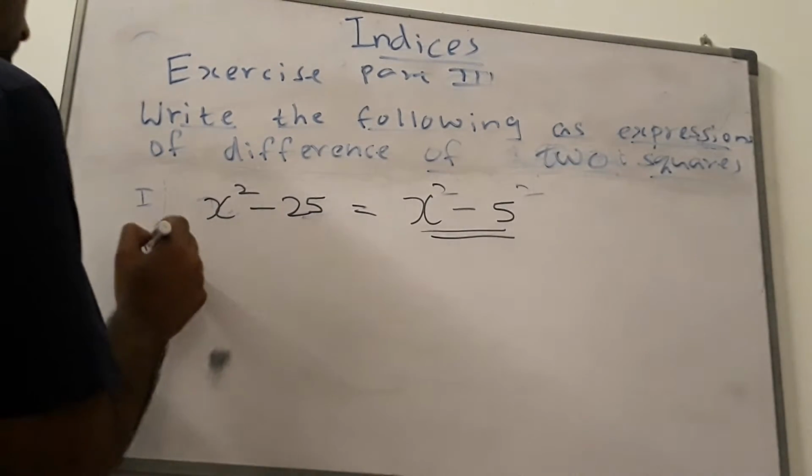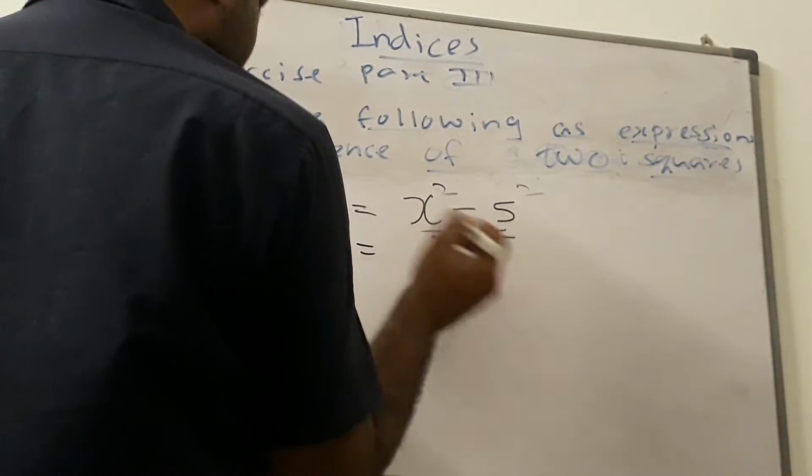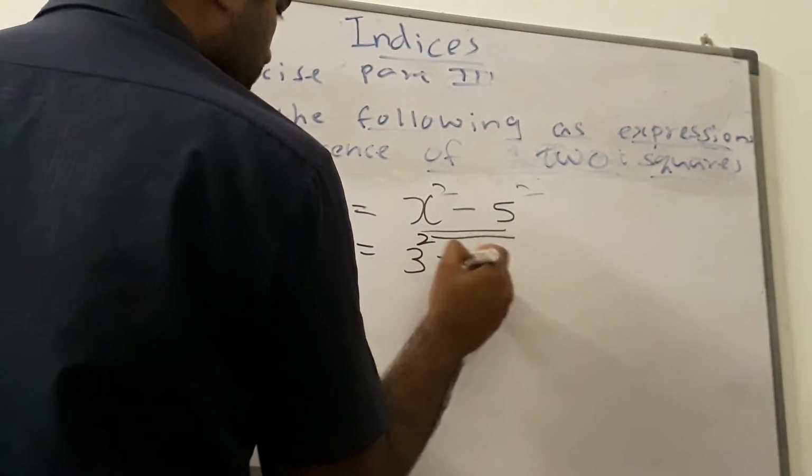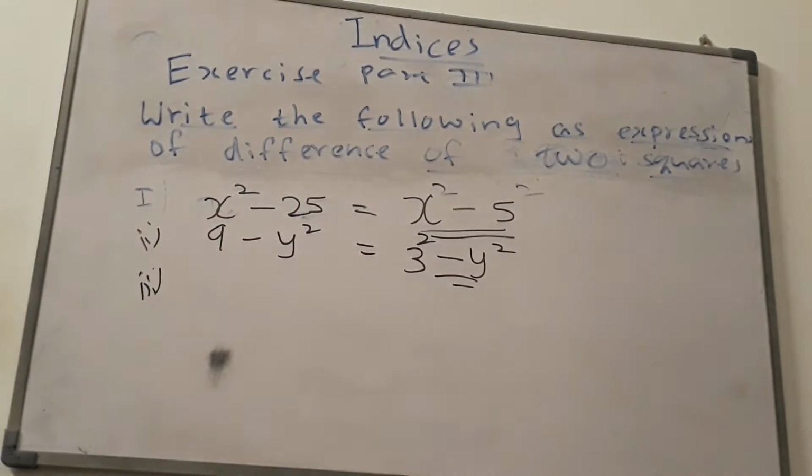Second question. 9 minus y squared. 9 means 3 times 3 or 3 squared, minus y squared. This is the answer.